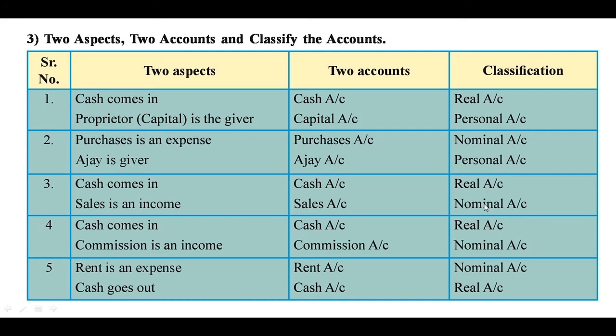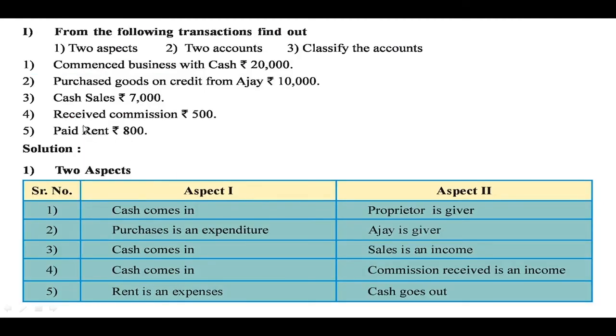Then the fourth transaction, received commission rupees 500. When the commission is received by the business, money comes in the business, cash comes in the business. So the first aspect of the transaction is cash comes in and commission is the income for the business. So the second aspect of the transaction is commission received is an income.